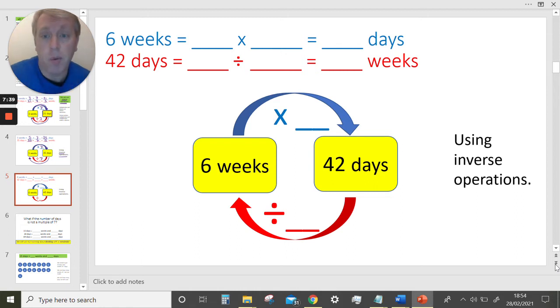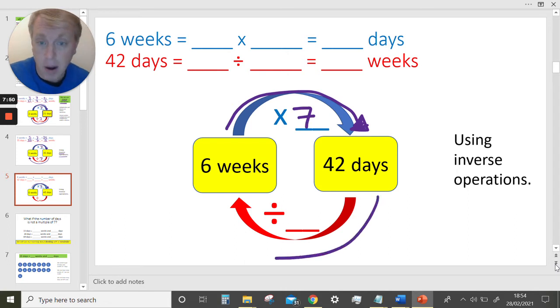Do you see how it works? Well, 6 weeks, when we want to turn it into days, we do times 7. When we want to turn the days back into weeks, we're not doing times 7, not multiplied by 7, but divide by 7.